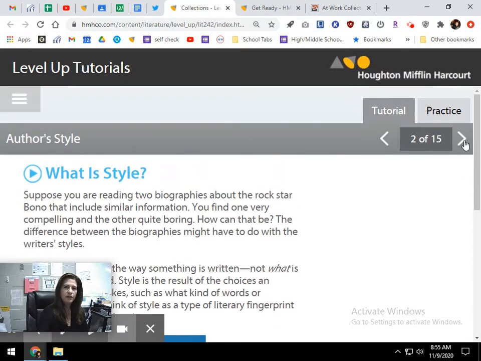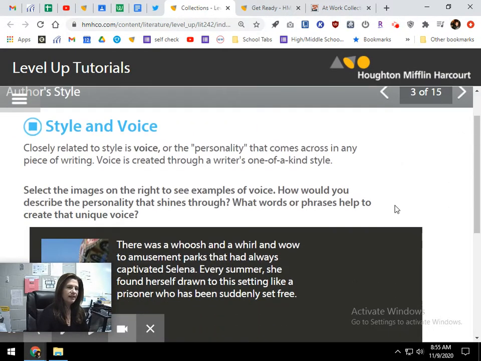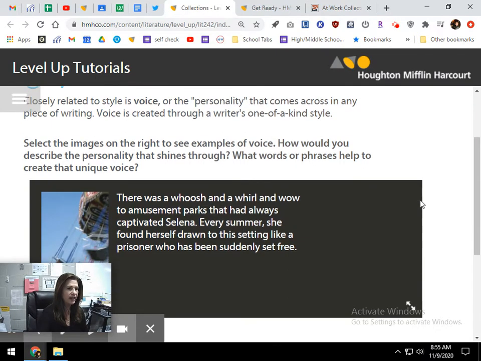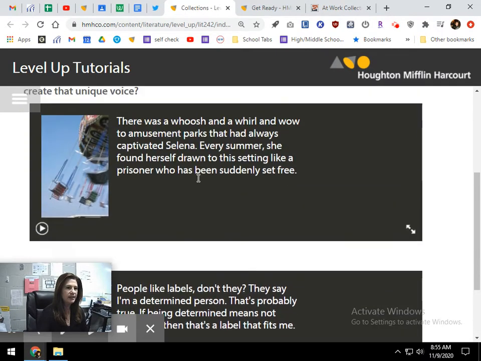Okay. So, style and voice are closely related. Voice is the personality that comes through when a writer writes something. So let's look at these two examples.